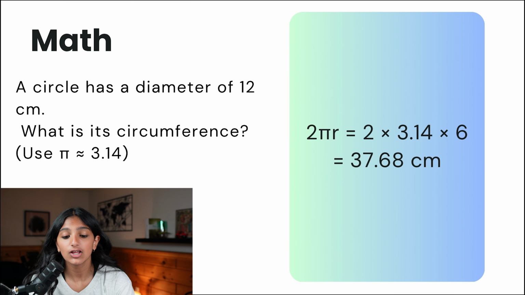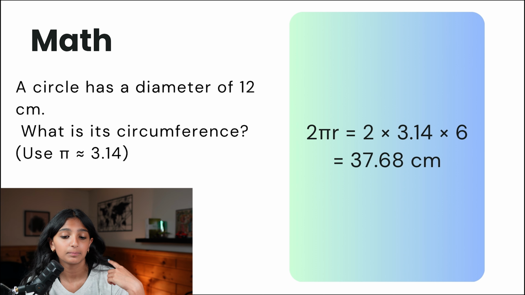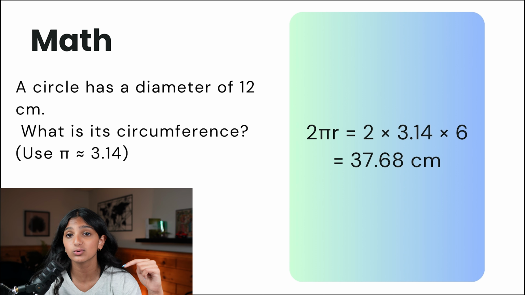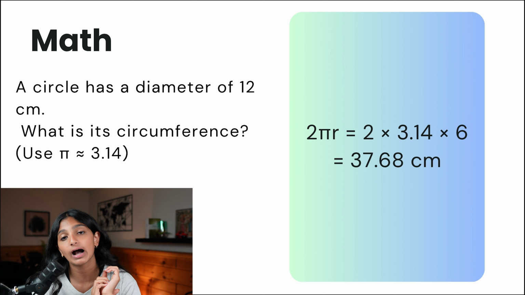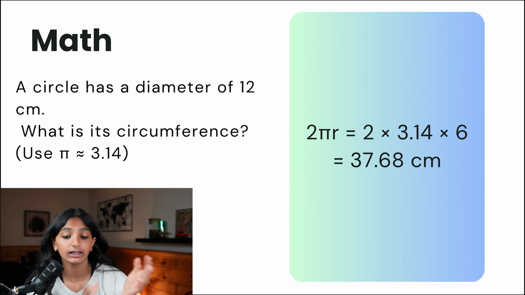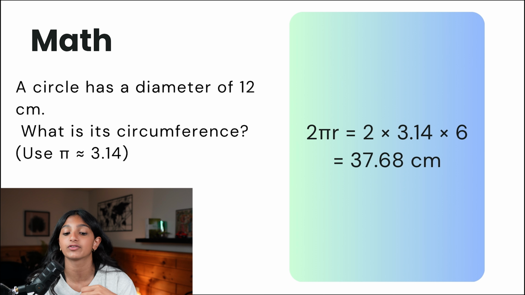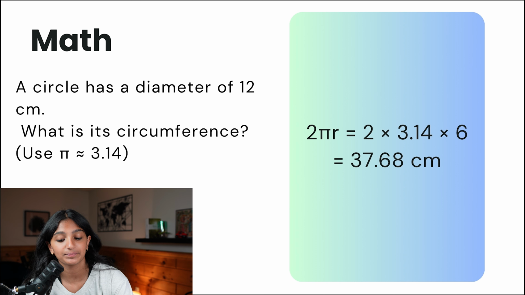If you said 37.68 centimeters, you are correct. We just have to plug in the numbers to our formula, 2 pi times r, which gets us our answer of 37.68 centimeters. All right, question number 3.